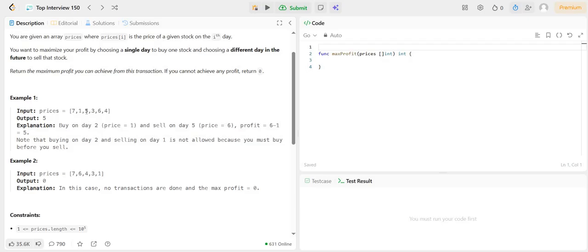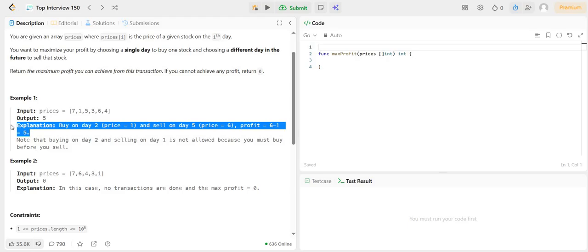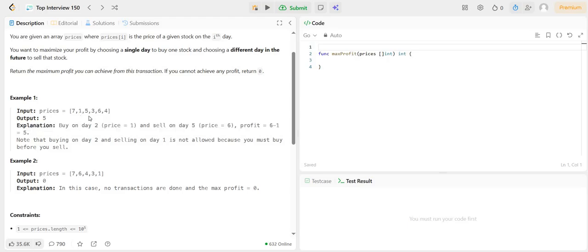For profit calculation, we can simply subtract the prices, right? If I am buying at 1 rupee and selling at 5 rupees, the profit will be 4 here. Similarly, if I sell at 3 rupees, it will be 2. If I sell at 6 rupees, here they have mentioned the same thing: buy on day 2, which means buy at 1 rupee, and sell on the 5th day, which is 6 rupees. So the profit will be 6 minus 1, which is 5 rupees. This is the maximum profit.